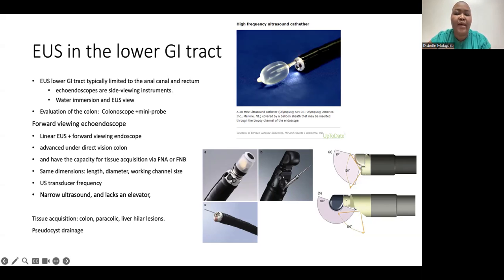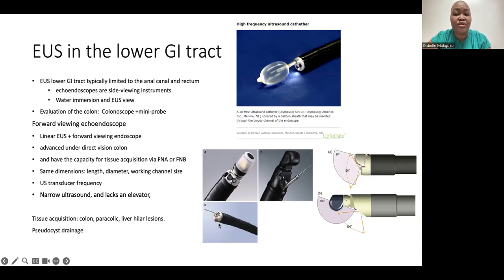You can pass this scope into the right colon, be able to see an endoscopic view that you are used to as a practicing endoscopist, but also at the same time be able to have an EUS view of the wall and extraluminal structures. You also have a working channel on the forward viewing echo endoscope that's exactly the same as what you would have on a linear echo endoscope, which means you can put down needles, introduce guide wires, and even cautery-assisted lumen-opposing metal stents.